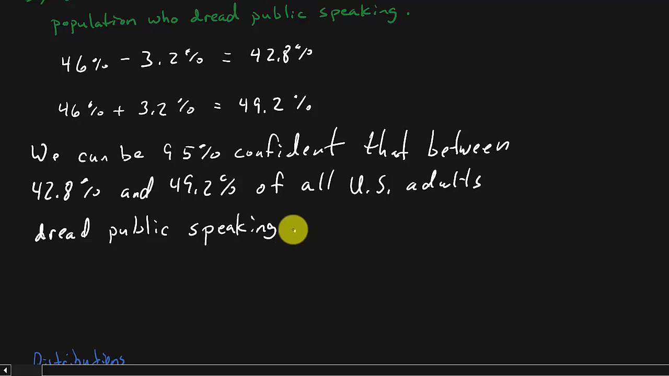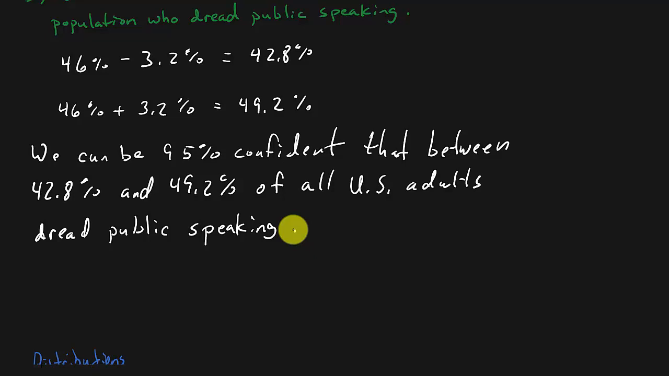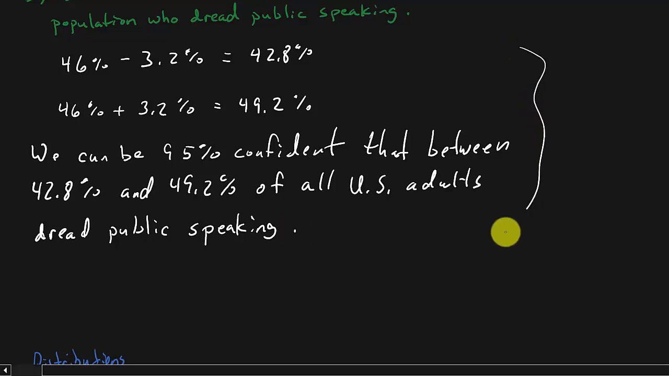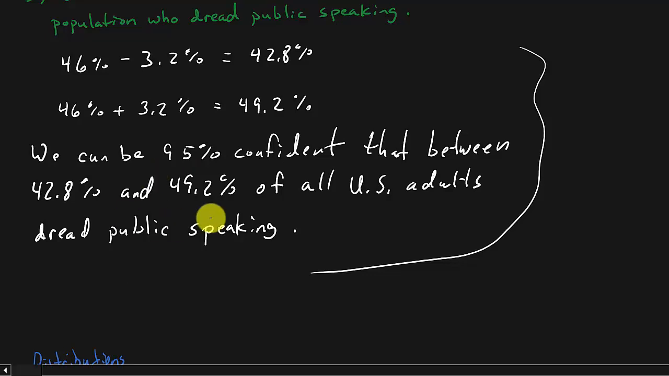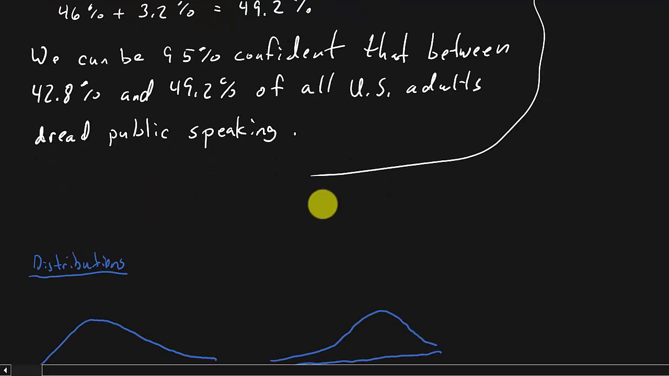So that's what it's doing. We're finding the margin of error. So we can be 95% sure, 95% confident that 42.8 to 49.2% dread public speaking. It's not 100% confident, but it's 95%. In a contemporary math class, you don't really do this. This gets more involved with confidence intervals and stuff like that. If you're interested in it, go take a statistics class and you'll learn more about that. But that's what it means.